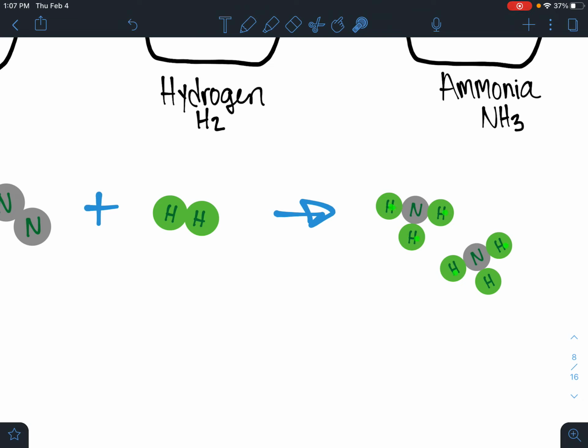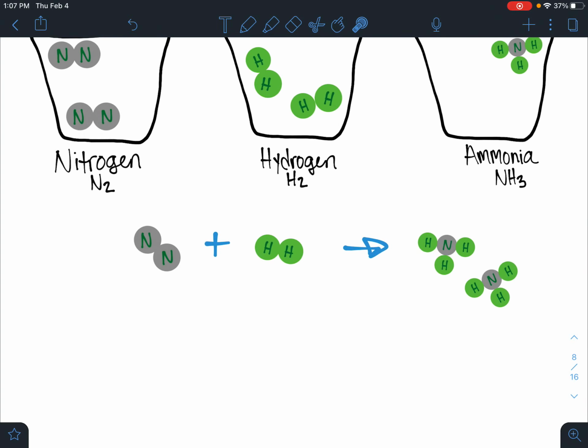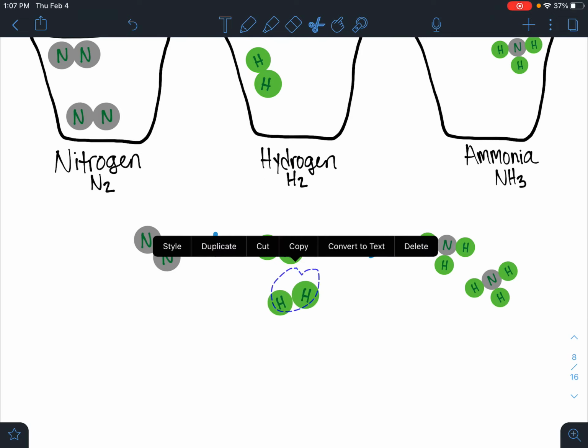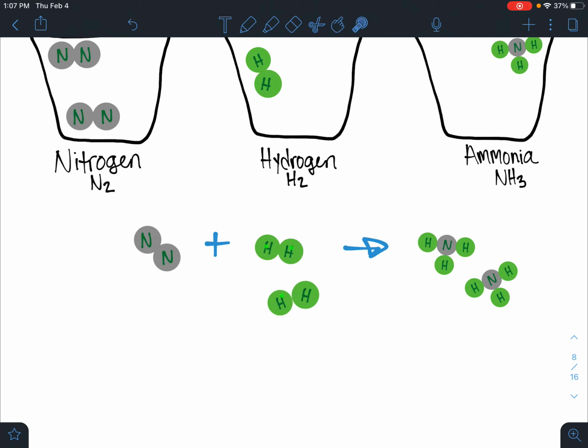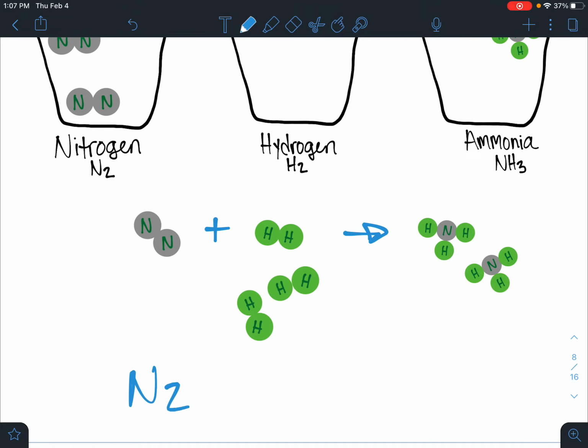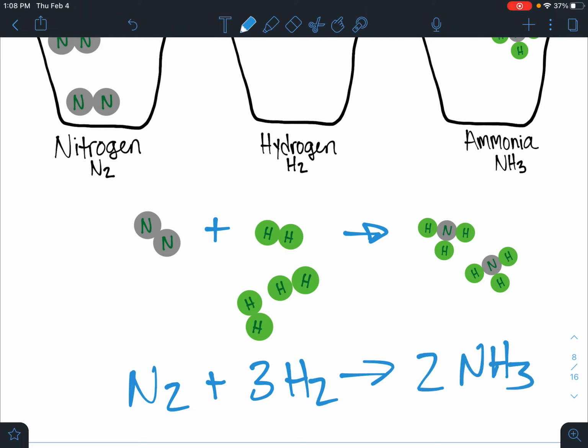And if you take a look here, we have 2 hydrogens, but over here we have 1, 2, 3, 4, 5, 6 hydrogens. So we need 6 hydrogens total on the left-hand side of the equation. So we can add 1 more hydrogen. Now we have 4. And then if we add 1 more, now we have 6 total hydrogens. So then our balanced equation is N2 plus 3 H2s yield 2 NH3s. And you can see how that works there.